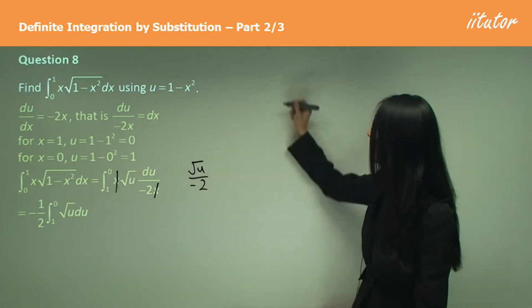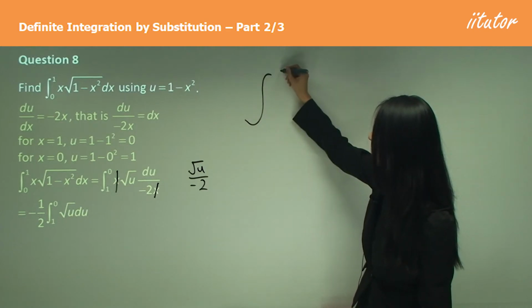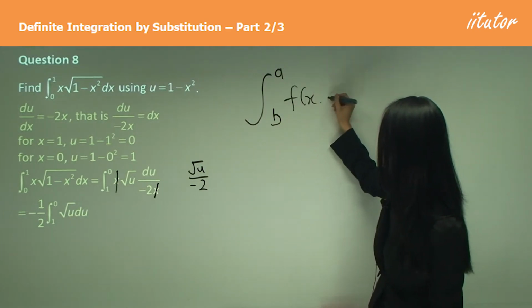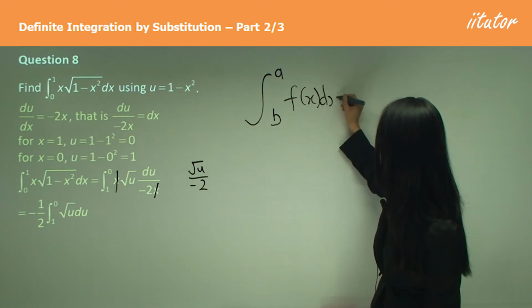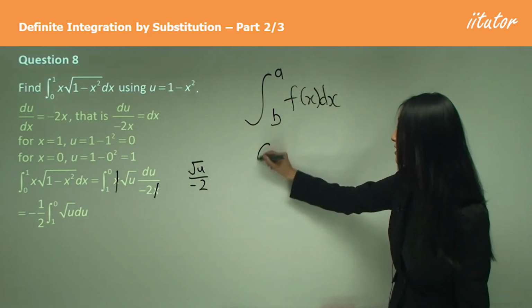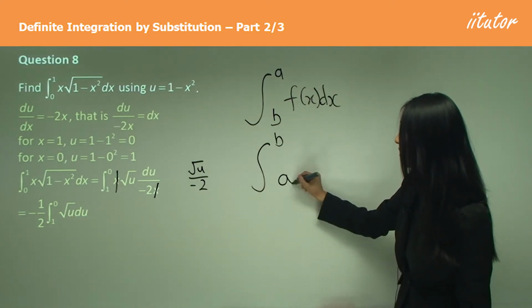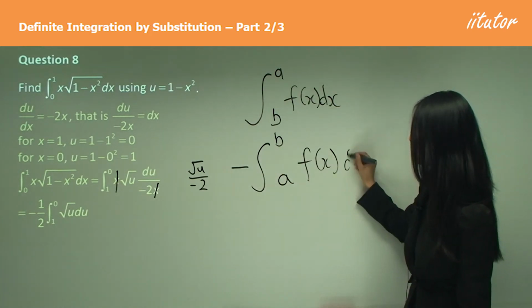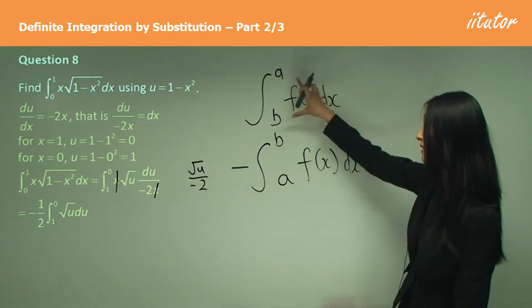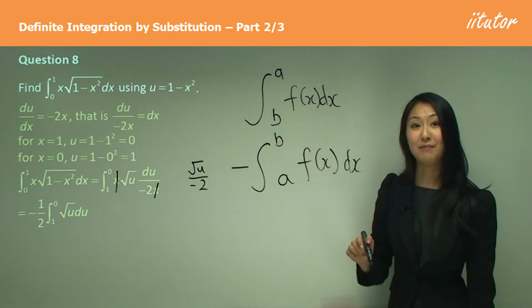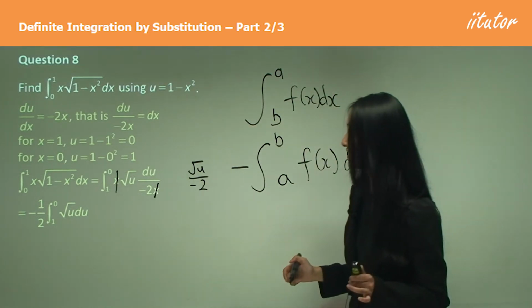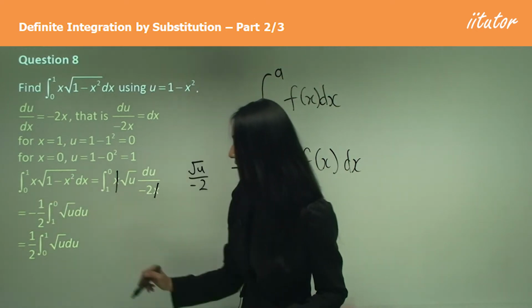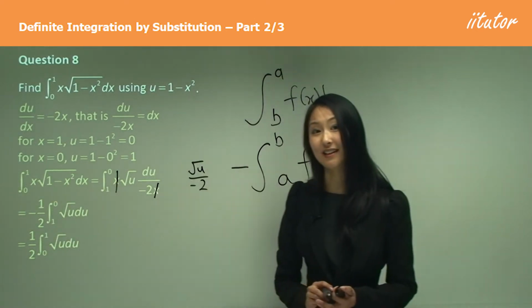Now remember, if I'm changing something, so a to b of f(x) dx, and I want to change the limits to b on a, it just becomes negative. So I multiply by a negative. So remember, when you're flipping the limits, you've got to multiply by a negative 1. That's exactly what I'm going to do here. So I change it from 1 to 0, but that multiplied by negative becomes half, just like that.